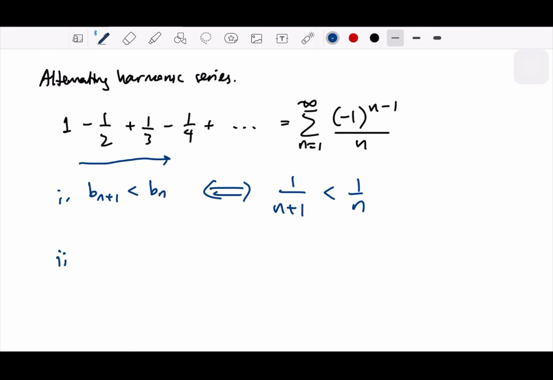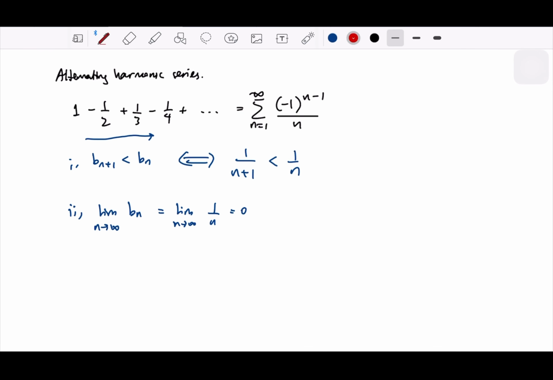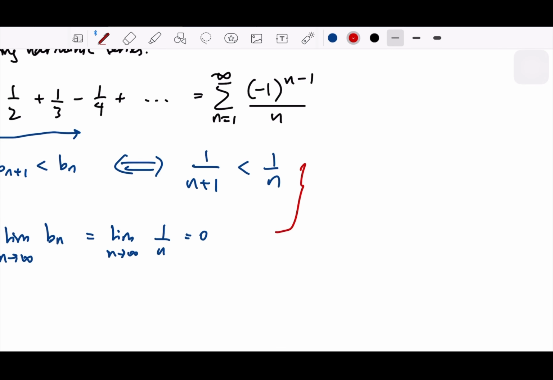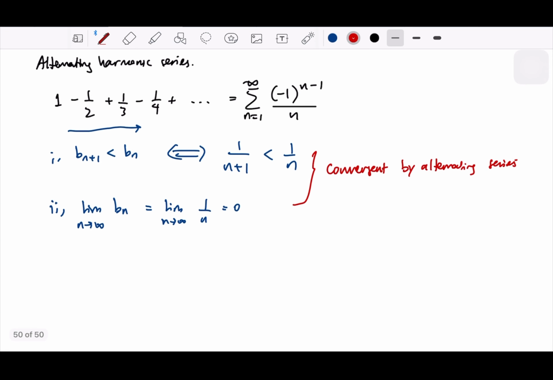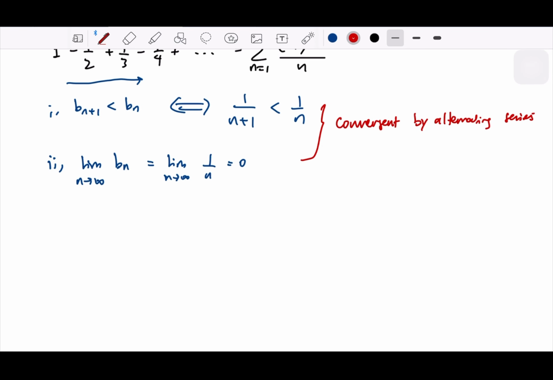And second, we can have the limit of b_n, which is 1 over n. This is 0. Okay? So these two statements are true, which means that this series will be convergent by the alternating series test. So we can say that the harmonic series with alternating signs will be a convergent series. Okay.